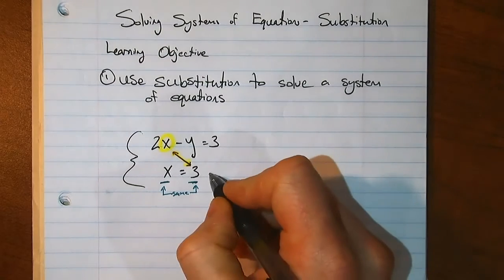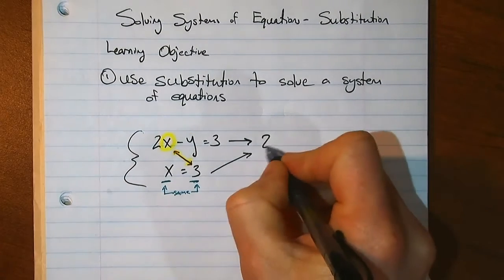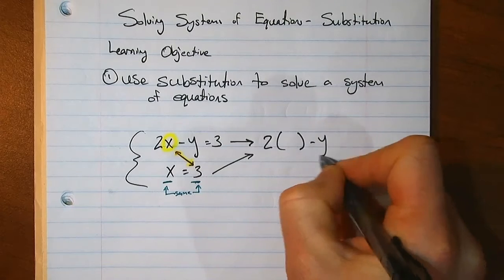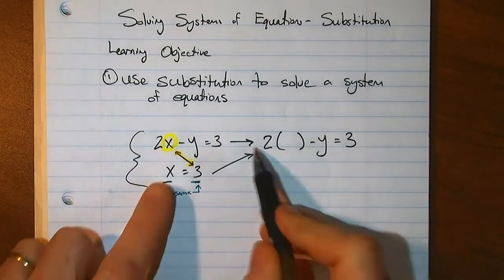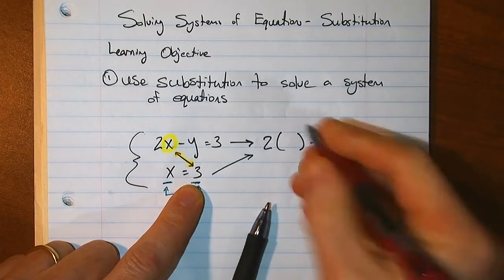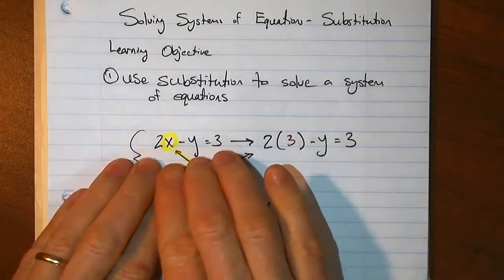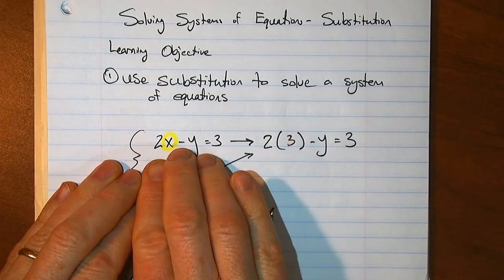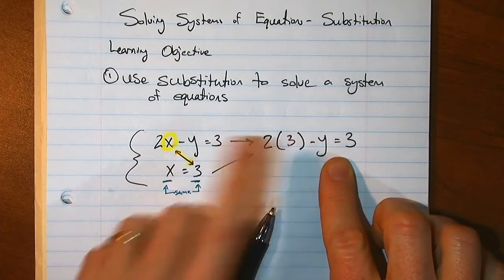So if I take these two equations and use the concept of substitution, the top equation can be written with a 2 not times X, but with a 2 times 3. And then I have something that only has one variable. It only has a y. That's what makes this thing hard to figure out, is that we have two variables. But now I only have one variable.